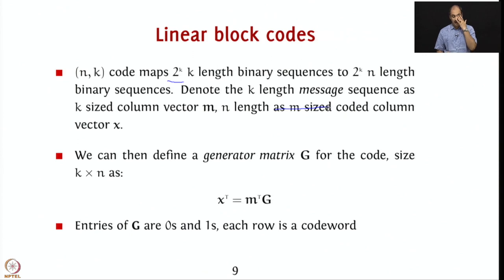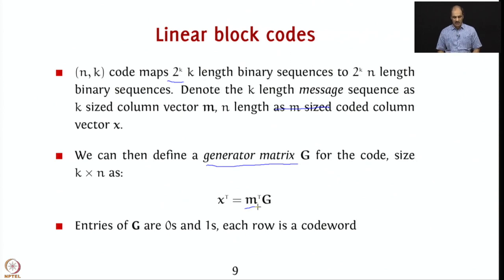Now, naturally, because we have this linear code, we can express this transformation as a linear transformation in the field of 0 and 1s. That means we can define a generator matrix G. The generator matrix G, by convention, however, is defined in the transpose sense, that is, it has k rows and n columns. So, if you pre-multiply by the vector m, expressed as a row, which is why I have written m transpose, you get x transpose. And the entries of G are zeros and ones, and each row is a code word.